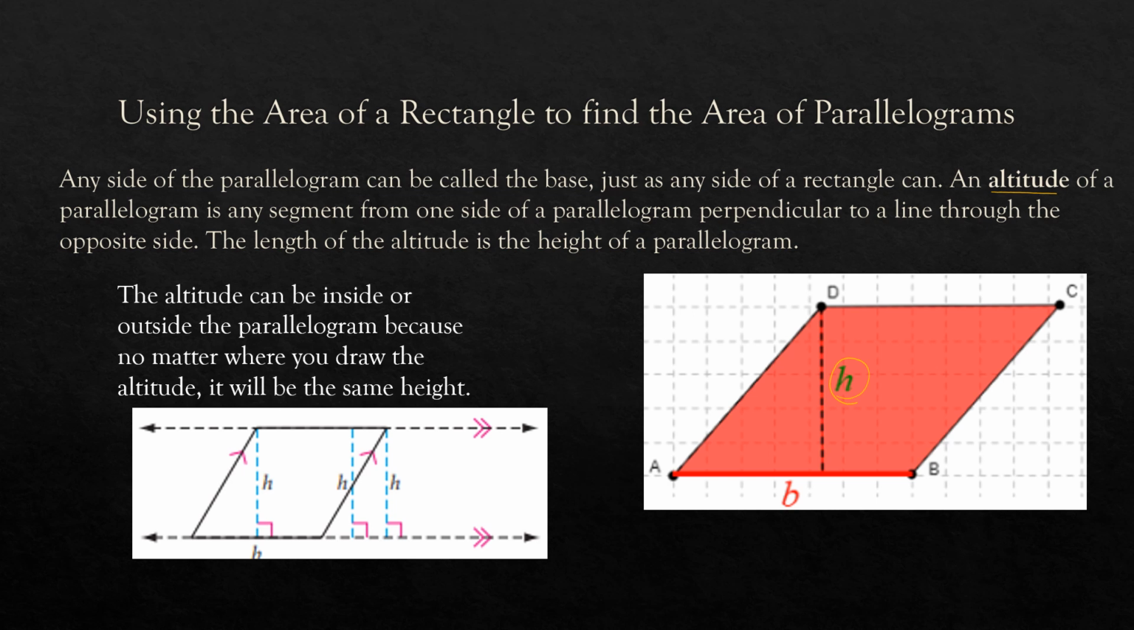The altitude can be inside or outside the parallelogram because no matter where you draw the altitude, it will be the same height. So look at this. This height is inside where we would think of it being, but we could even scoot it over and we could measure it right here. We could even scoot it over a little bit more and measure it from out here. Any way that you look at it, the height is still the same.